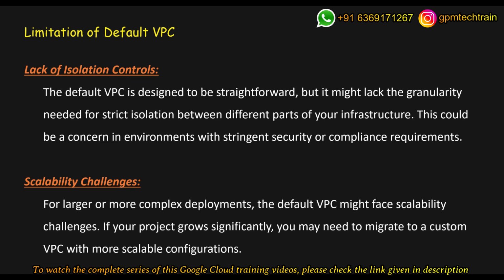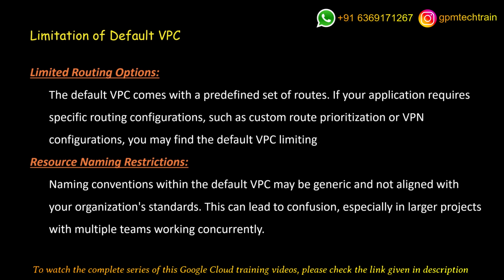The other one is scalability challenges. For larger or more complex deployments, the default VPC might face scalability challenges. If your project grows significantly, you may need to migrate to a custom VPC with more scalable configurations. This also we have already seen, like you cannot increase your subnet. So when your project is growing, when your environment is growing big, you need to move to the custom VPC.